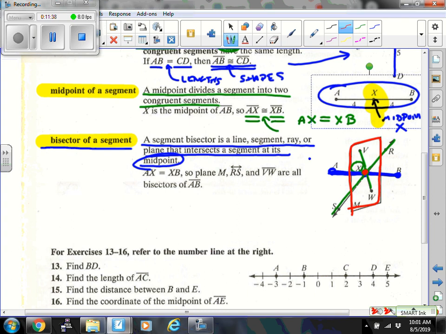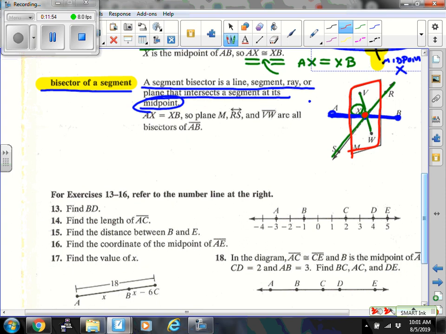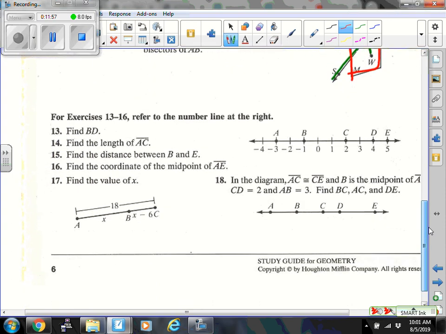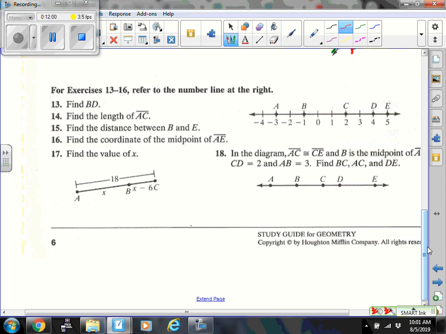So a bisector can be any of four things: a line, a segment, a ray, or a plane. It also can be a point, but we usually refer to that as a midpoint. So bisectors are any shape that can cut it as long as it goes through its midpoint. And again, we'll practice this later. So have those terms on your flashcard, and we'll do the practice in class.